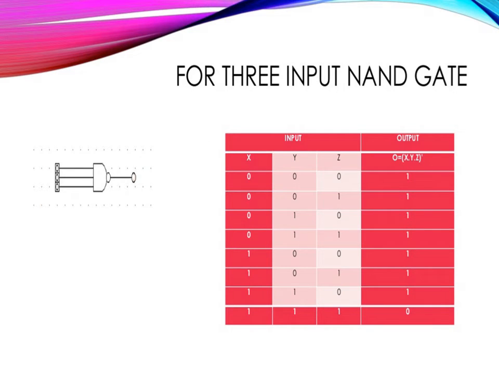For 3 input NAND gate, we have the truth table here. See, x, y, z are 3 inputs and function O is a function of NAND gate, x into y into z the bar. When all inputs are 0, output 1. When any one or any two inputs are 1, then output 1. If all inputs are 1, then output 0. And 3 variable NAND gate is represented like this.